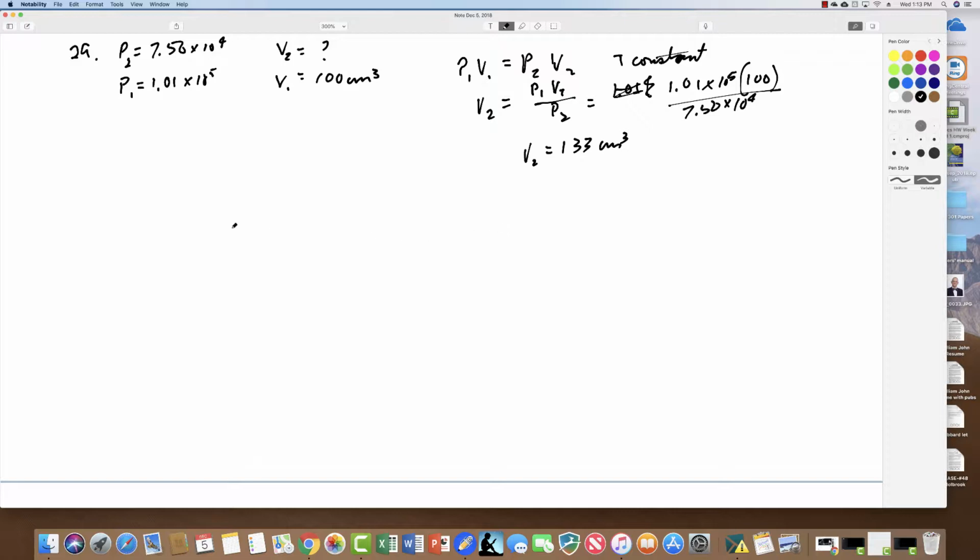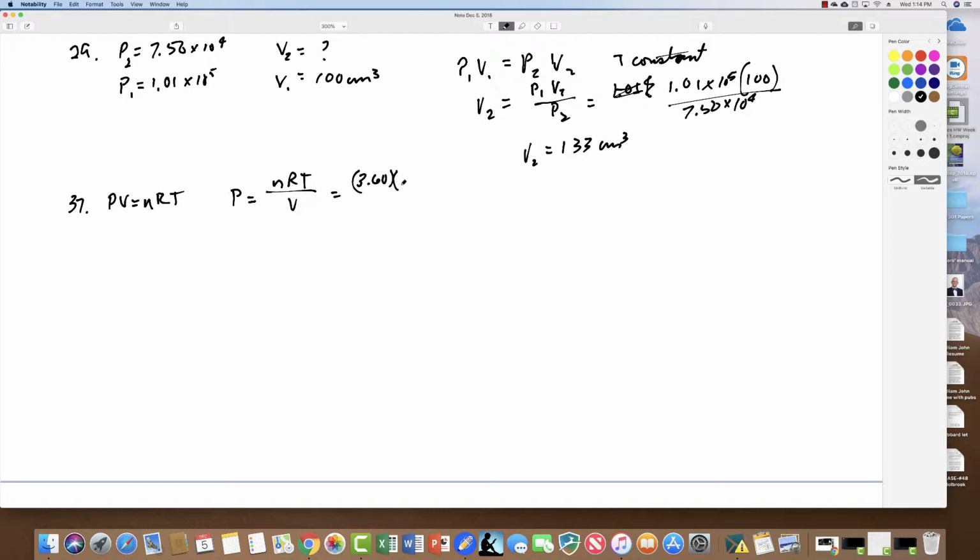Okay, the next problem, problem number 37. Problem number 37 states, what is the gauge pressure in a 25-degree centigrade car tire containing 3.6 moles of gas at 30 liters of volume? So you're going to start out in the equation PV equals nRT, and you're going to want to know P. So P is going to equal nRT over V.